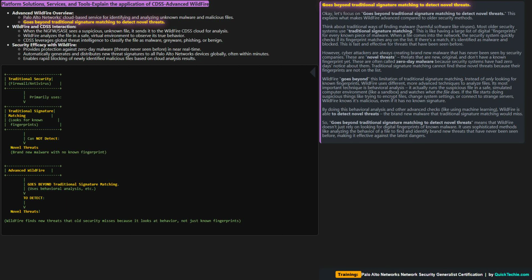However, cyber attackers are always creating brand new malware that has never been seen by security companies. These are novel threats, threats that are new, original, and don't have a known fingerprint yet. These are often called zero-day malware because security systems have had 0 days notice about them. Traditional signature matching cannot find these novel threats because their fingerprints are not on the list.